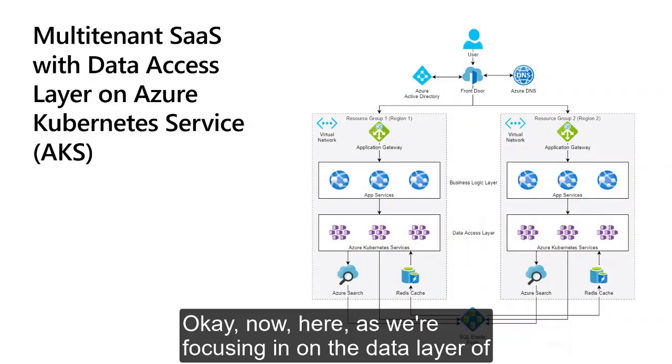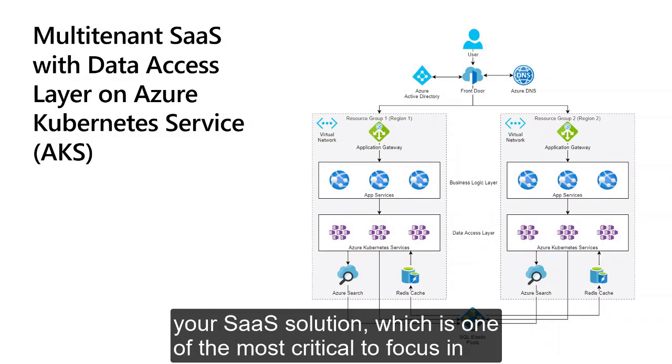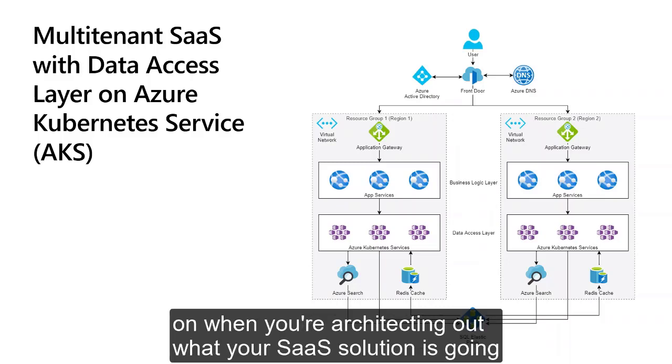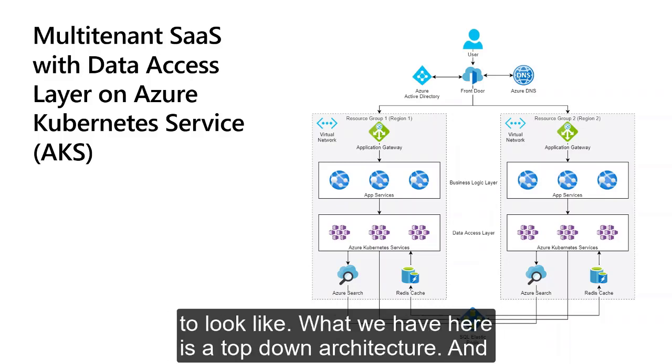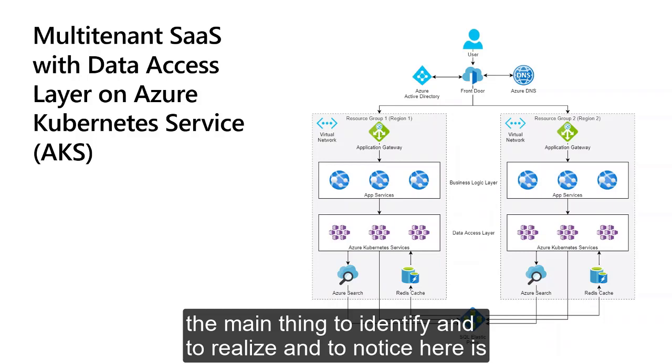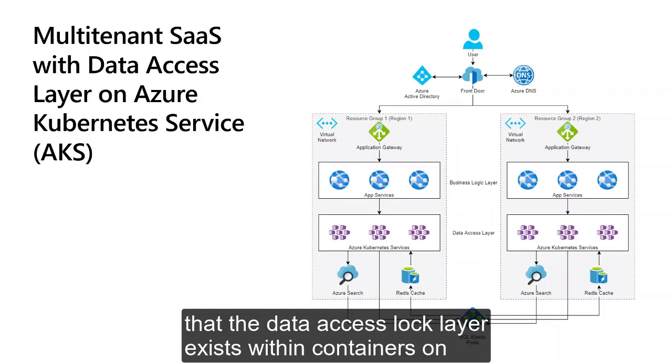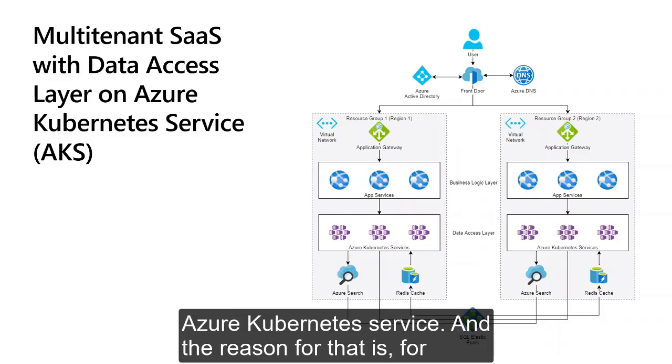Okay. Now here, as we're focusing in on the data layer of your SaaS solution, which is one of the most critical to focus in on when you're architecting out what your SaaS solution is going to look like, what we have here is a top-down architecture. The main thing to notice here is that the data access layer exists within containers on Azure Kubernetes Service.